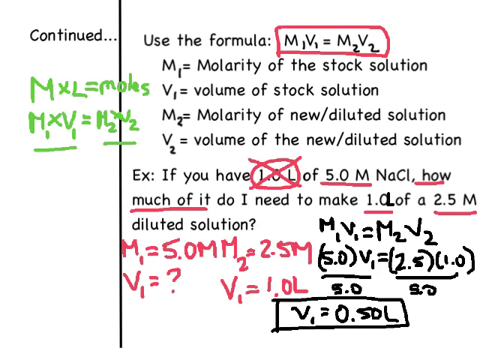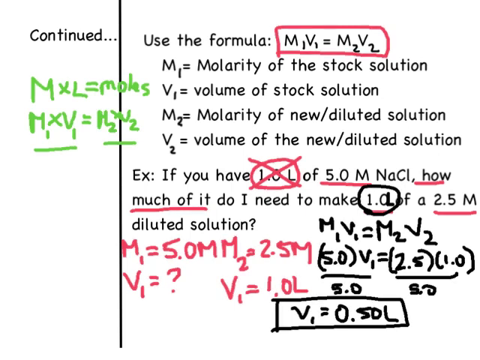So this is how much of the stock solution we need to start with in order to make 1 liter of the other solution. We need to have half a liter, 500 milliliters of the stock solution, and then we can add water up to 1 liter to make 1 liter in the end. So we're going to have 500 milliliters of the stock plus 500 milliliters of water to get our new solution. So that's how the dilution problems work.